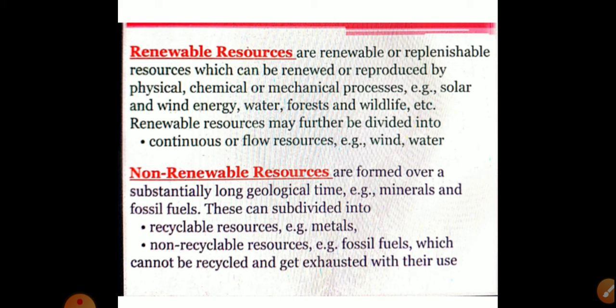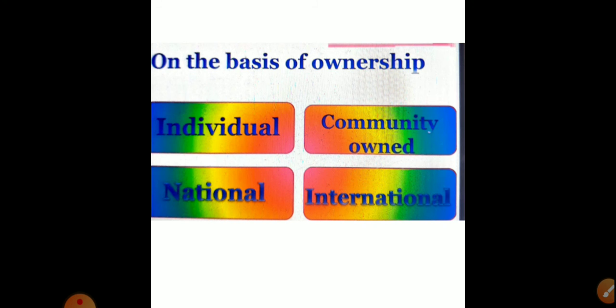Now students, we will talk about the third category, that is on the basis of ownership. On the basis of ownership, we can divide resources into four parts. First is individual resources, second is community owned resources, third is national resources, and fourth is international resources.